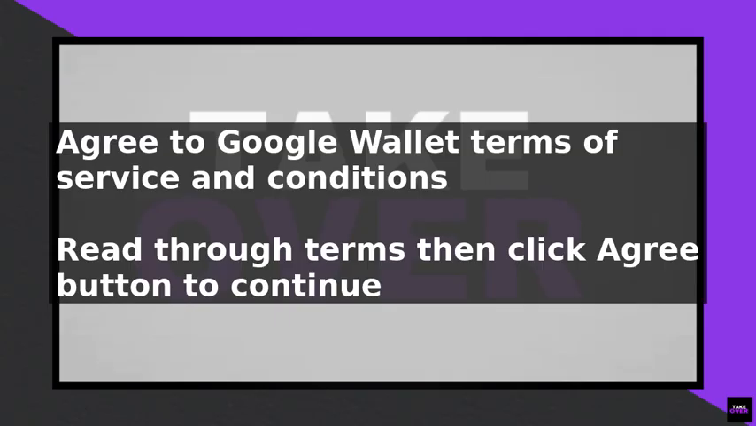Once you have added a payment method, you will be asked to set up a security PIN or password to protect your Google Wallet account. Choose a strong and unique PIN or password, and make sure to keep it confidential.